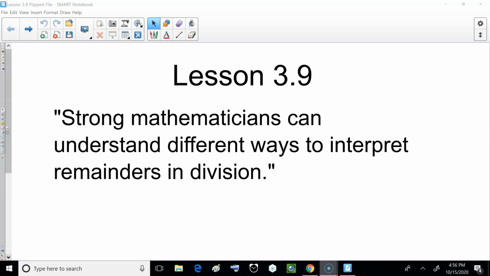Strong mathematicians can understand different ways to interpret remainders in division. So there's remainders, that's one of our other vocab words. And interpret means like it can stand for many different things. So take out your notebook, your pencil, write down today's date, lesson 3-9, and let's figure out what those remainders can be used for.